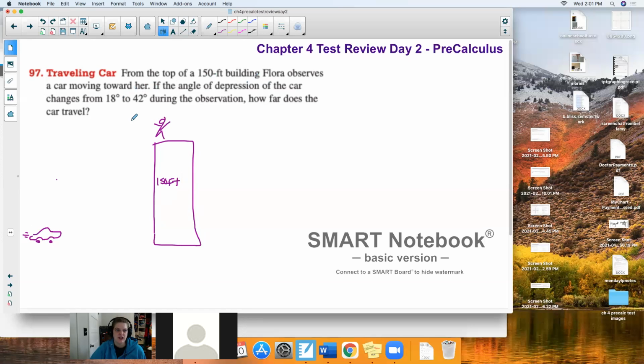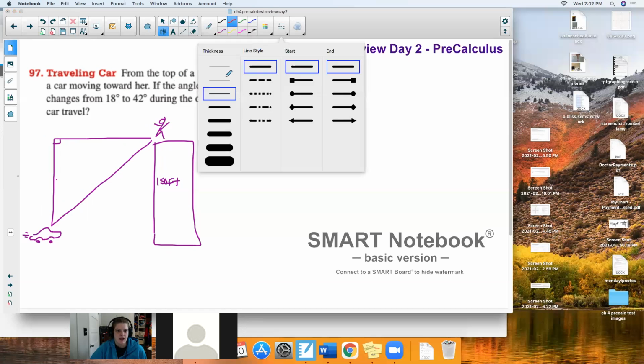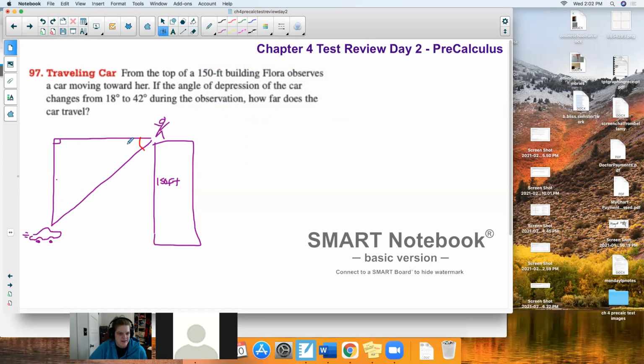If the angle of depression of the car changes from 18 to 42 degrees. So this is where angle of depression is really obnoxious because it's actually this way. You feel like it should be that way, but it's not because it's always with the horizon. So draw the horizon line first and then talk about where you're going. And so this one used to be 18 degrees and now it's 42 degrees because the car is now moving towards her. So let's see, how can I draw that without messing it up so much?